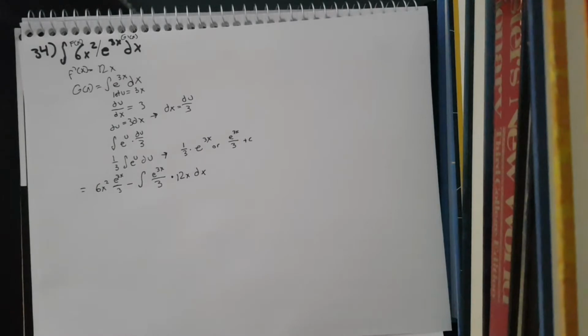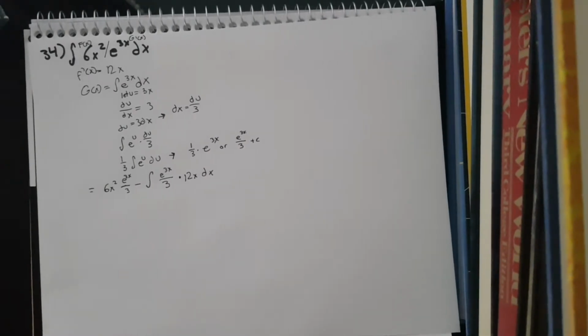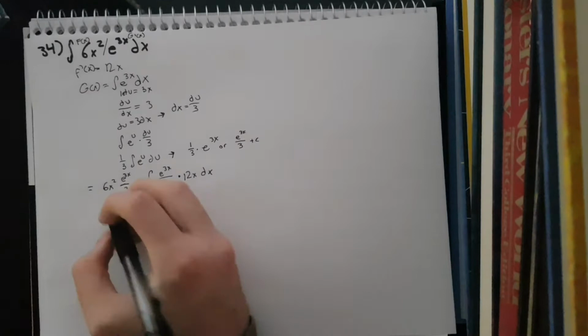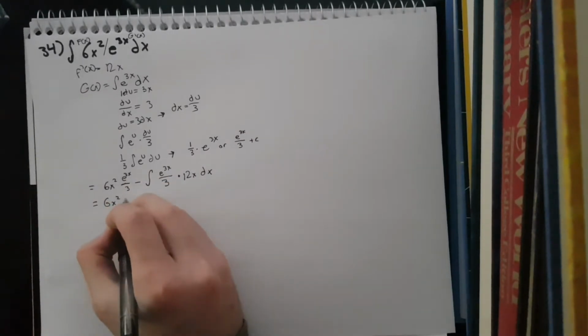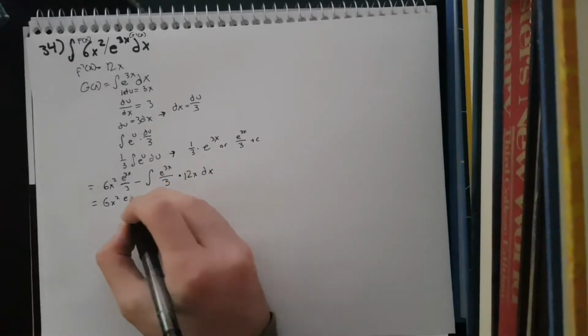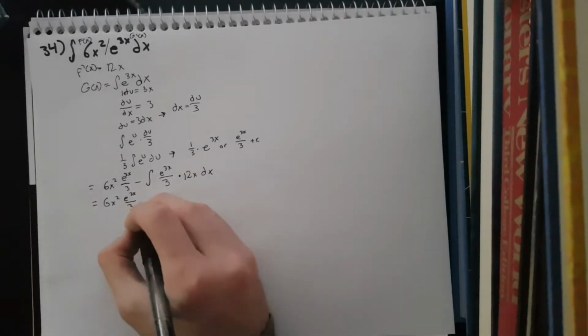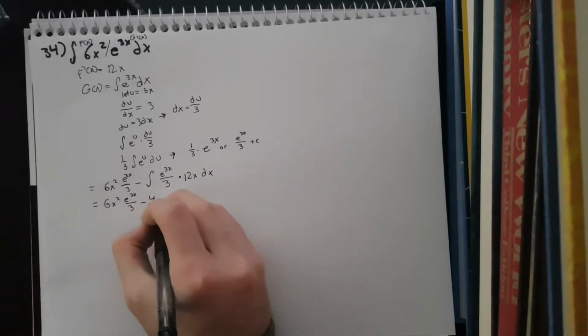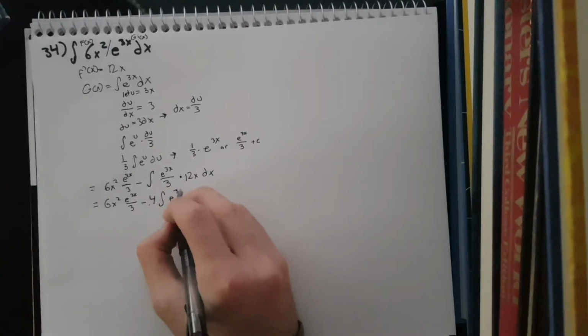Now, looking at this, it seems that we're left with another indefinite integral, so we integrate by parts again. However, before we do that, let's take out the constants in this expression, which is 12 over 3, and that would be 4. So we take out 4 from this expression just to simplify it.